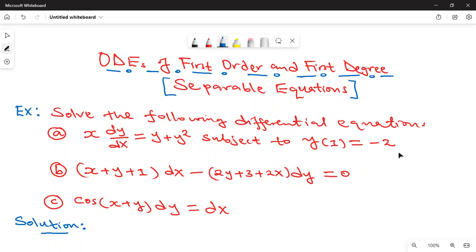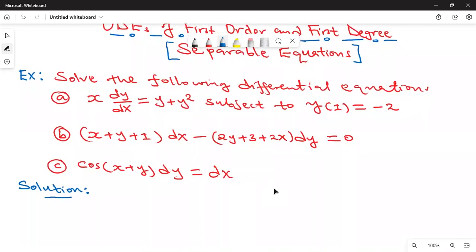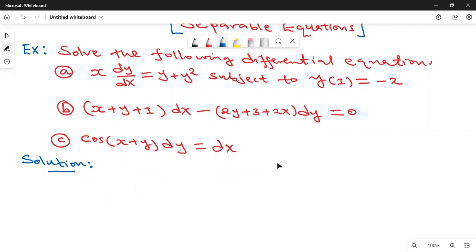Part B, we are given (x plus y plus 1) dx minus (2y plus 3 plus 2x) dy is equal to 0. And in part C, we are given cosine of (x plus y) dy is equal to dx. So we need to find the solutions of each of those equations. Remember, each of these equations is separable. So let's start with part A.